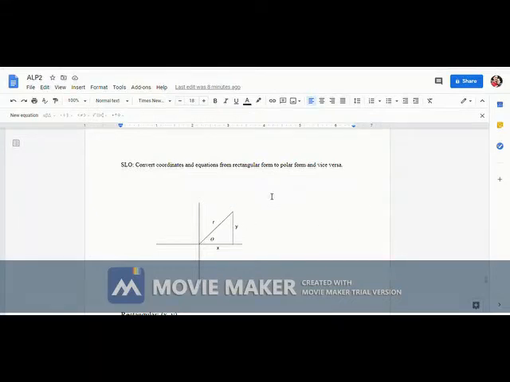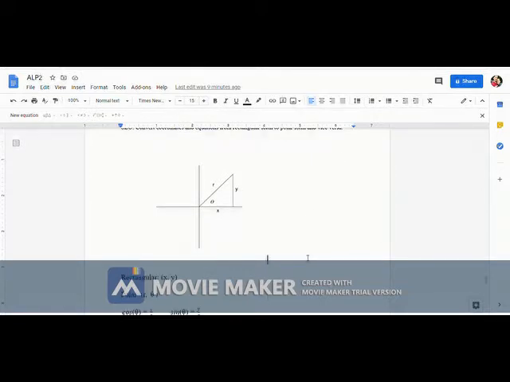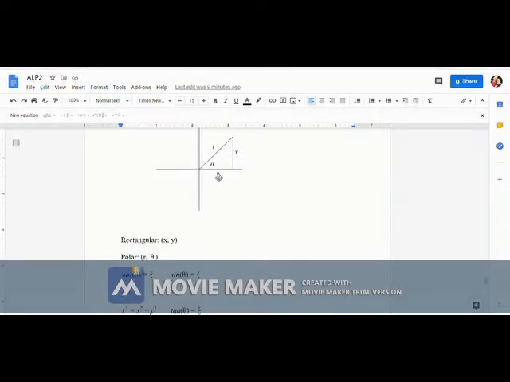Alright, in this video we are going to be going over how to convert coordinates and equations from rectangular form to polar form and vice versa. So in order to understand how to do that, first we have to understand that rectangular form is written with x and y coordinates, and polar form is written with coordinates of r and theta. So to picture that, we have r and theta up here and x and y.